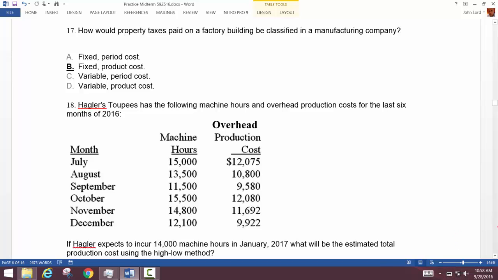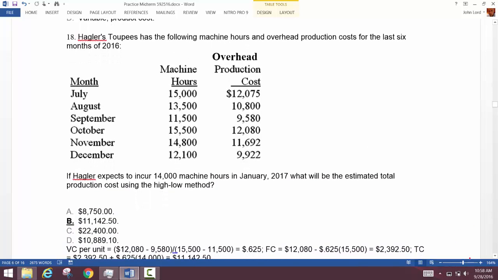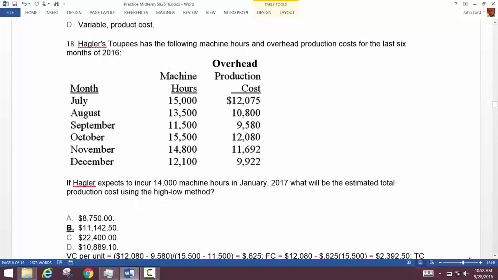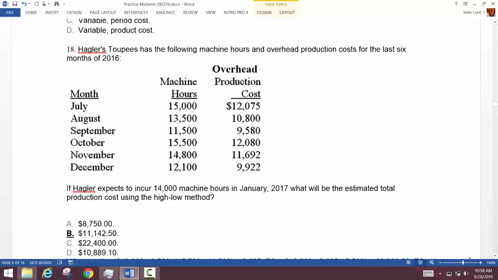Okay, good. So now we got another high-low method question here for Hagler's toupees. You want to do this one? Okay, come on up.